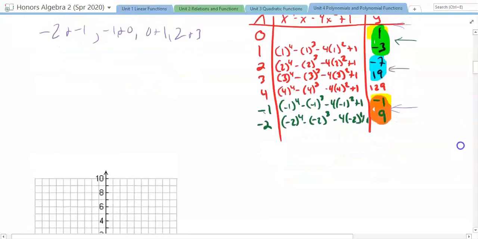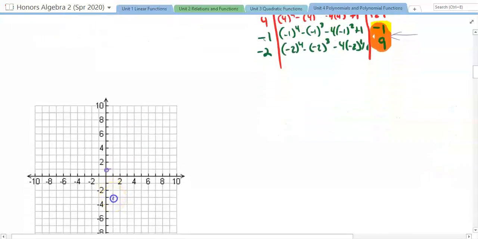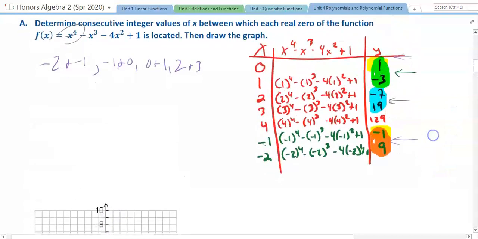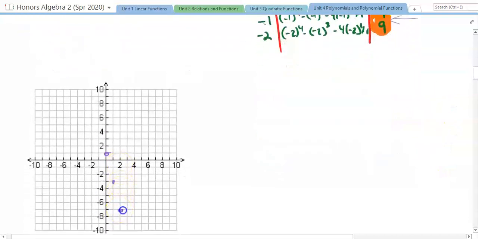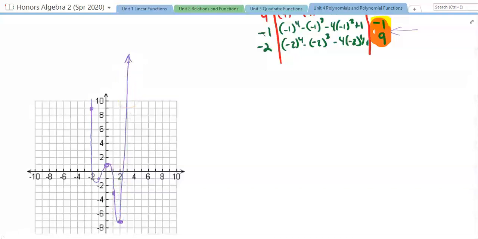And so when we plot all these points on the coordinate plane, we've got 0, 1, and then we've got 1, negative 3, and then we have 2, negative 7, 3 is at 19, so that's above the graph, so it's going to be way up here. And then 4 is super high up, negative 1, and negative 2, positive 9. And so what our graph ends up looking like, again, this is not a perfect sketch, but it is something like this. So again, use the table to your advantage to see what this graph is doing.